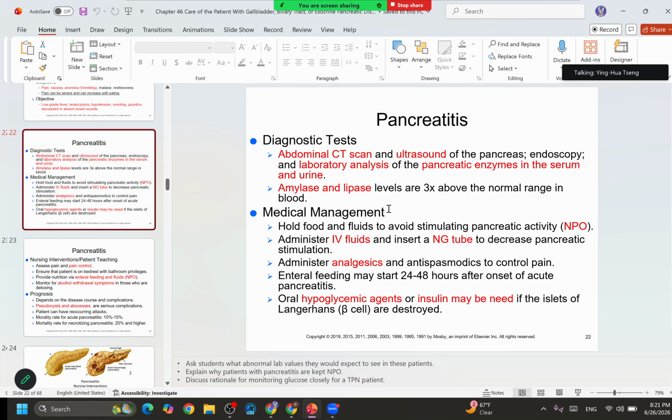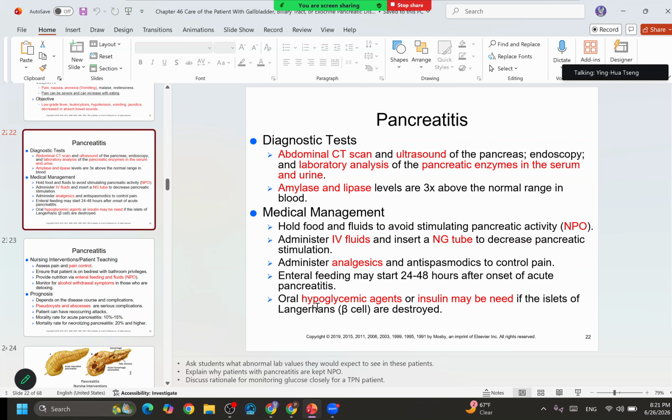So for sure this patient is going to be NPO, because surgery is also possible. Admit IV fluid because of the hypotension. Also insert an NG tube because of nausea, vomiting, and we don't want to overstimulate the pancreas. Pain medication for sure because it's severe pain, like morphine and Dilaudid. Enteral feeding maybe will start 24 to 48 hours after onset of the acute attack. It happens sometimes, but not all the time. This is not a very important information, not really.